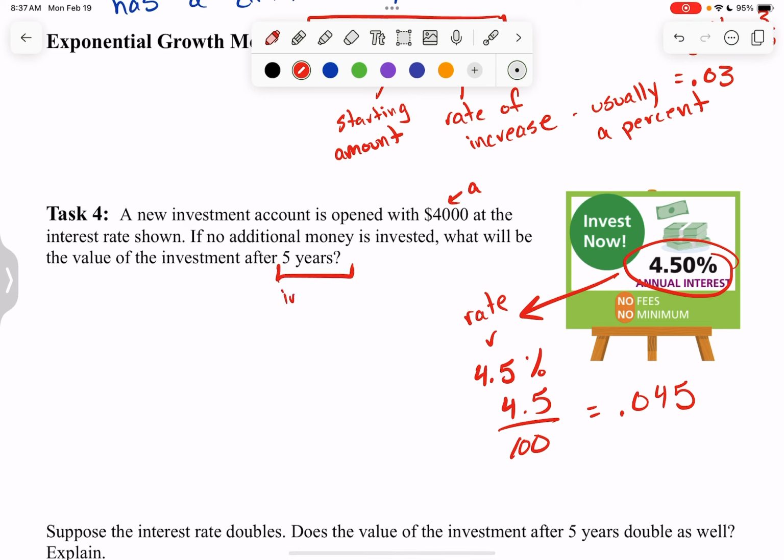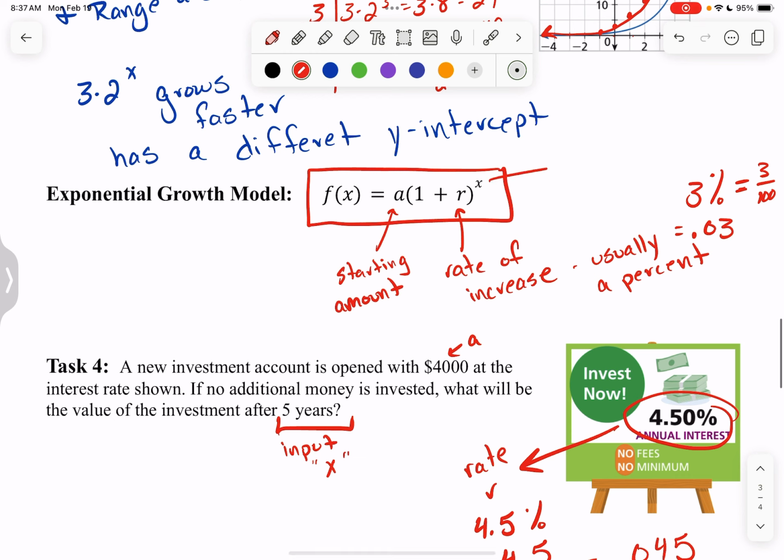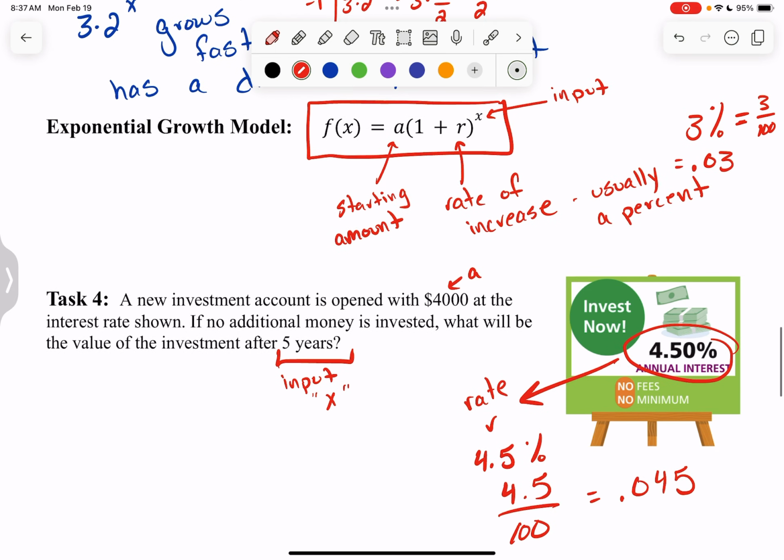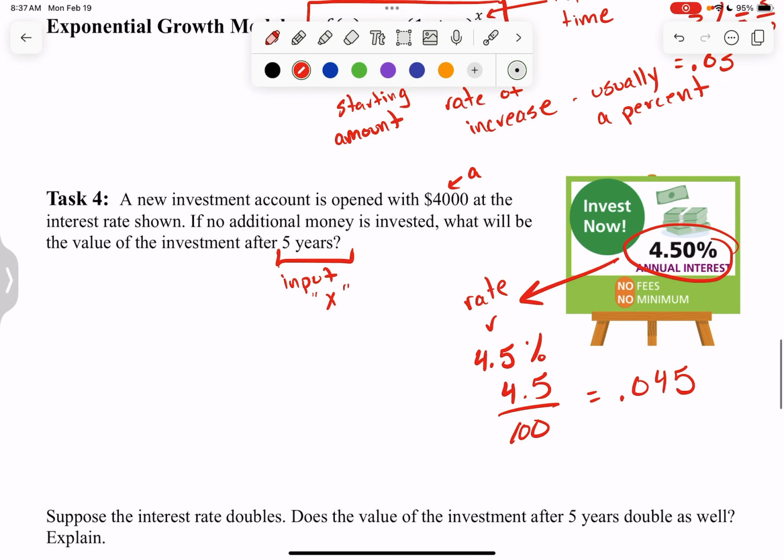So this is my input. This is my X. I'm inputting 5 years. Okay, so we didn't talk about that. This X, there's your input right there, and that's the amount of time, or how long. So that input is normally a time. How long are you leaving this? Is it 5 days? If it's a cell reproduction, then it would be 5 days. So you put 5 in there.